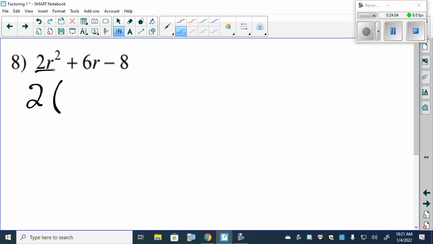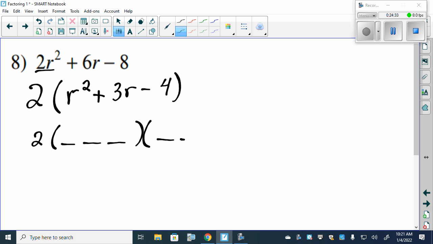Now 2r squared divided by 2 is going to be r squared, plus 3r, because 6r divided by 2 would be 3r, minus 4, because 8 divided by 2 would be 4. Now, since there's not any other greatest common factors, we can go on and set it up with 2 sets of parentheses with 3 spaces.